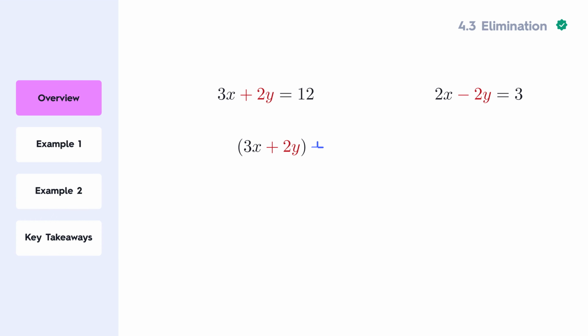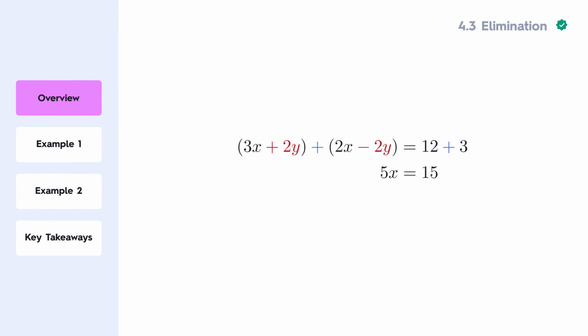Now, we add the two equations to eliminate the y terms. We're left with a simple equation in terms of x only. In this case, adding the two equations gives us the following equation. Once we have an equation with only one variable, we solve it. Here, we divide both sides by 5.